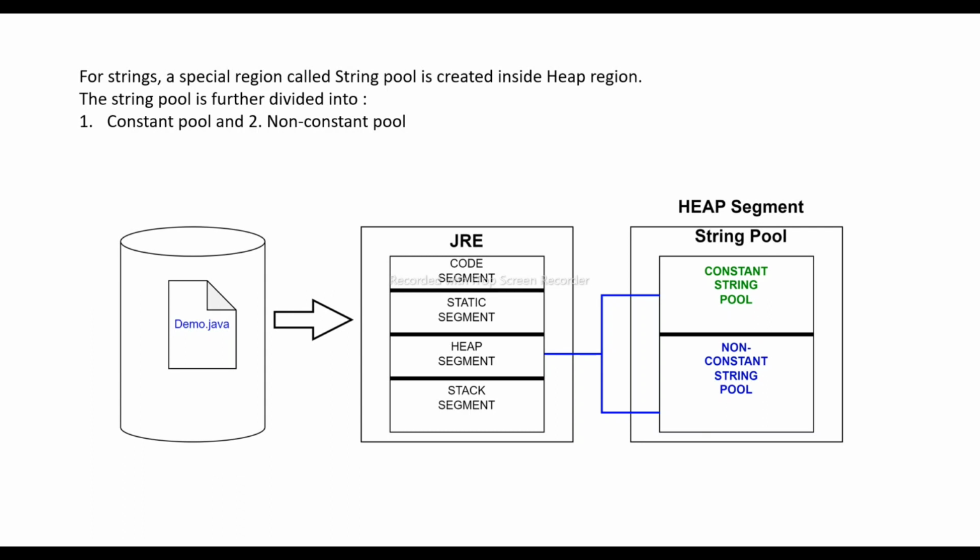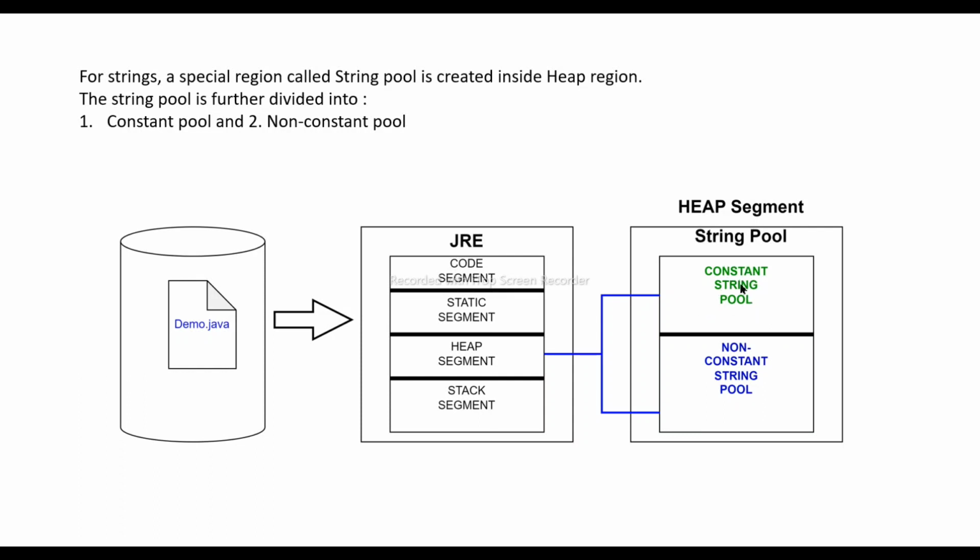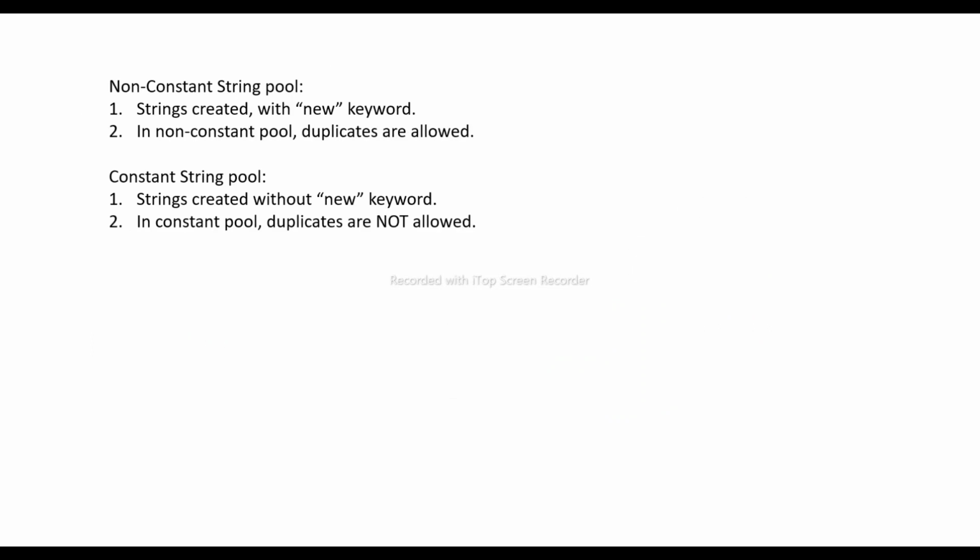See, I told you that there would be two regions. One is a constant string pool and another is a non-constant string pool. Now I am going to explain when a string gets created in the constant string pool and when a string gets created in the non-constant string pool. This is my objective for the next few minutes. In the non-constant string pool region, a string gets created when you create a string with the help of the new keyword.